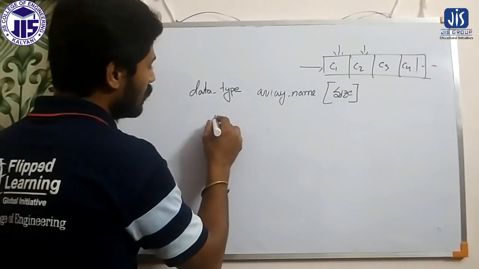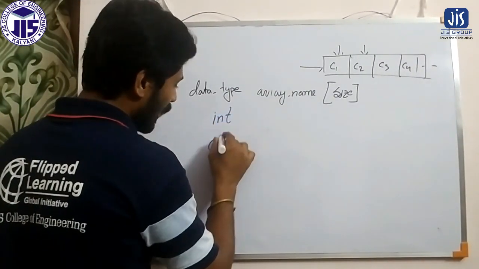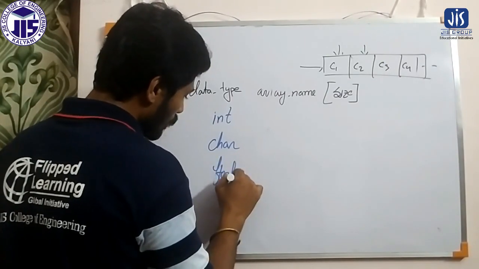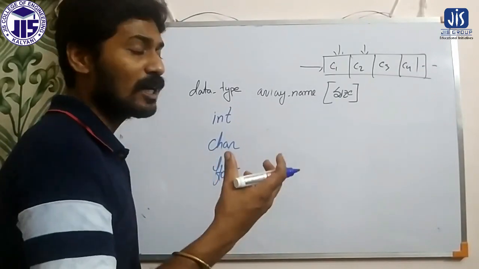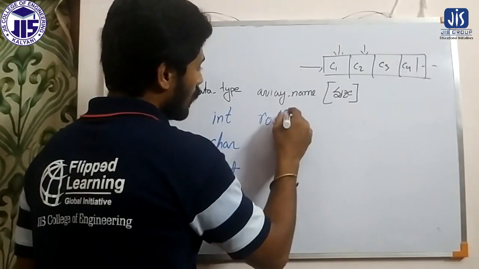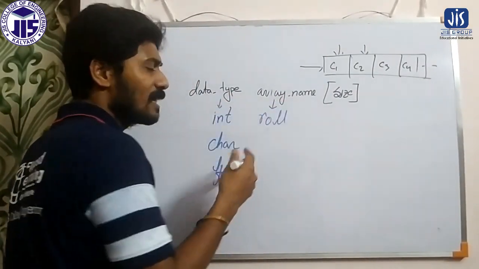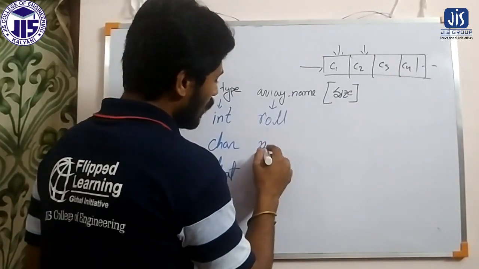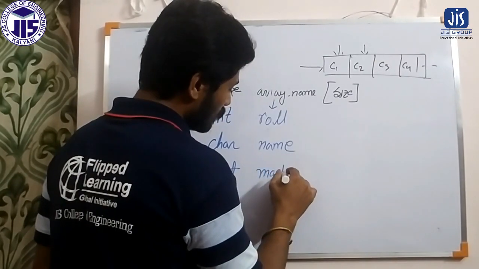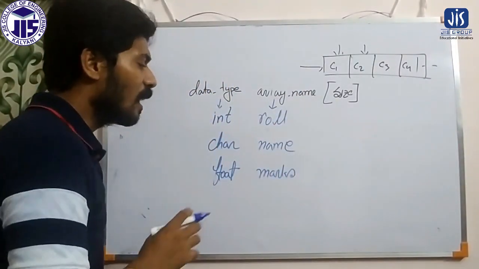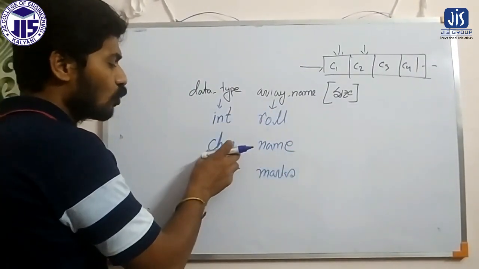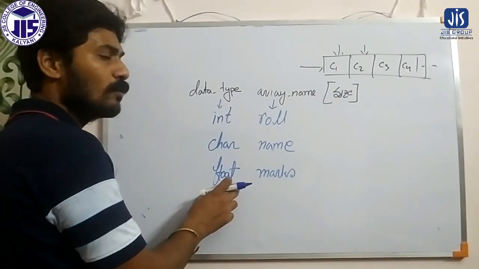So here I write integer, character or float, depending on the requirement, on what kind of array we are creating. For example, I have taken integer roll, where roll is the name of the array, a user given name. You can assign any name to the array. Character name, float marks. So roll is an array that can store integer type data, name is an array that can store only character type data, and marks is an array that can store only float type data.